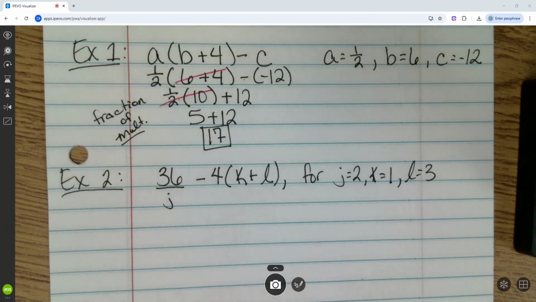Okay, let's write this problem down. Go ahead and substitute your numbers for your variables. Use your order of operations and solve it, and then come back and let's see how you did.